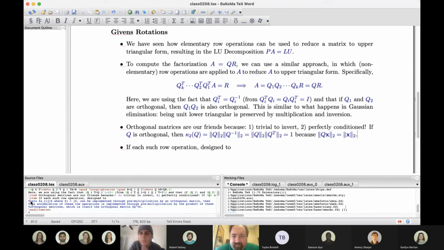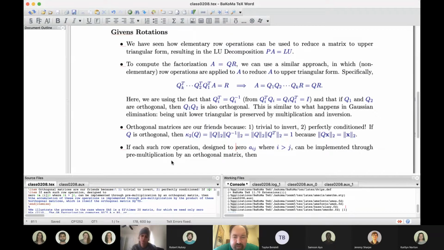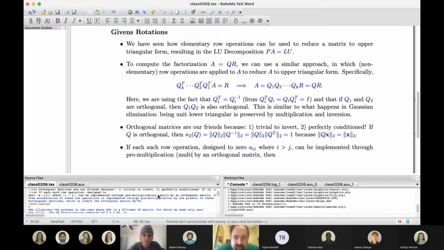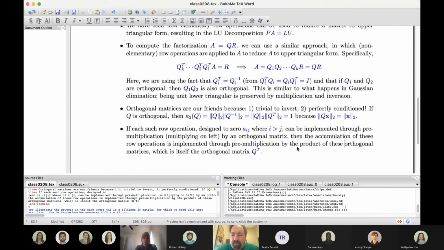All right, so if we're trying to zero out entries, like in Gauss elimination, that are below the diagonal to get upper triangular form, we could do that by multiplying by an orthogonal matrix. And I say pre-multiply. What I mean by that is multiplying on the left. Then, and that's what I was mentioning up here, the accumulation of all of these will be orthogonal.